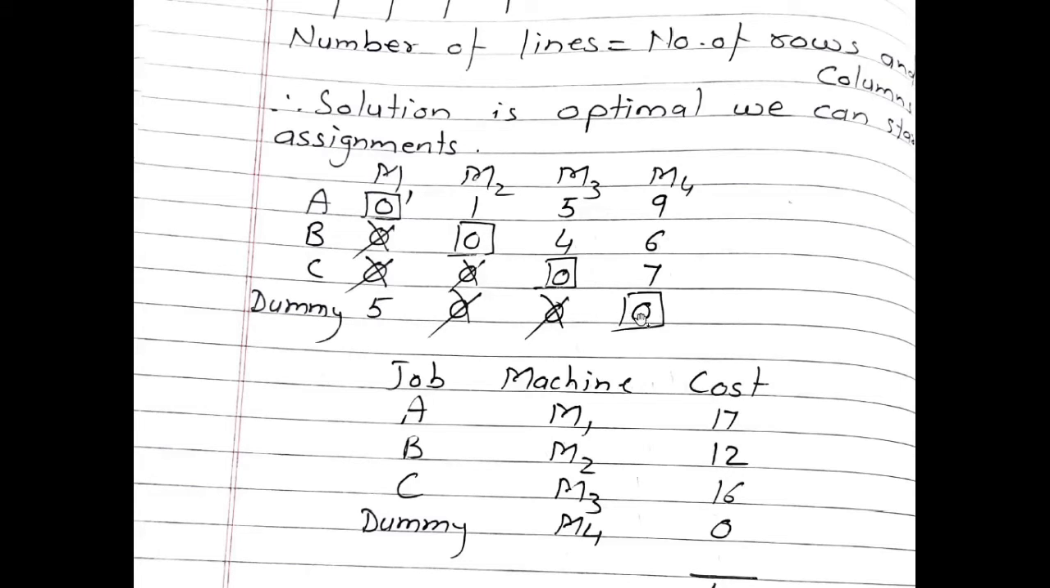In the fourth row there are 3 zeros, so we will leave it for the time being. We will go column wise first. In the last column we have only one exclusive 0, so we have to mark this 0.